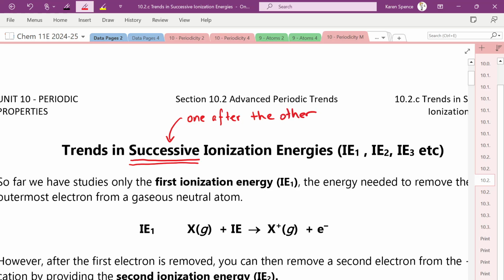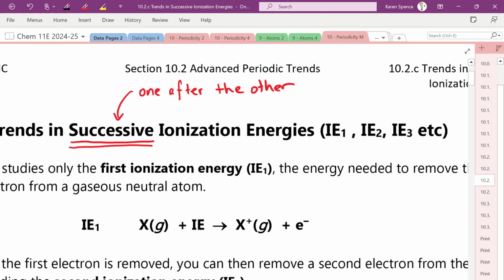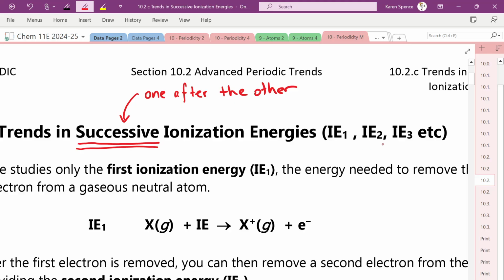So in other words, what we're doing is we're taking off one valence electron, and then we take off a second valence electron, and then we take off a third, and those are ionization energy 1, ionization energy 2, ionization energy 3. In fact, I'm sorry, we should call them first, second, and third ionization energy. And we can go all the way up to fourth, fifth, sixth, whatever. Okay? So we have IE1, IE2, IE3, etc. And the one we have been talking about up till now is the first ionization energy.